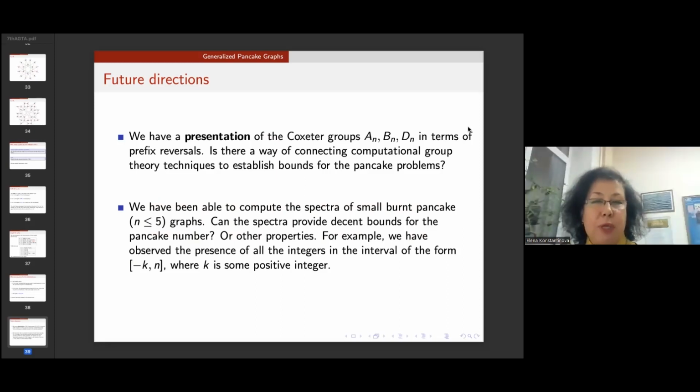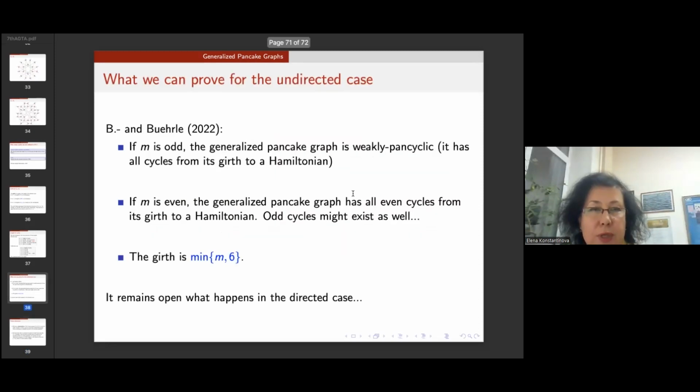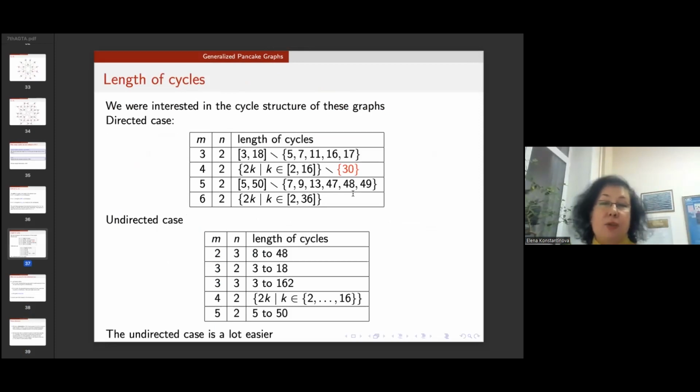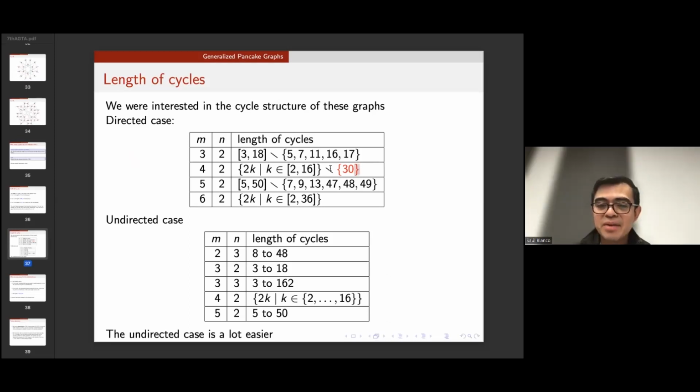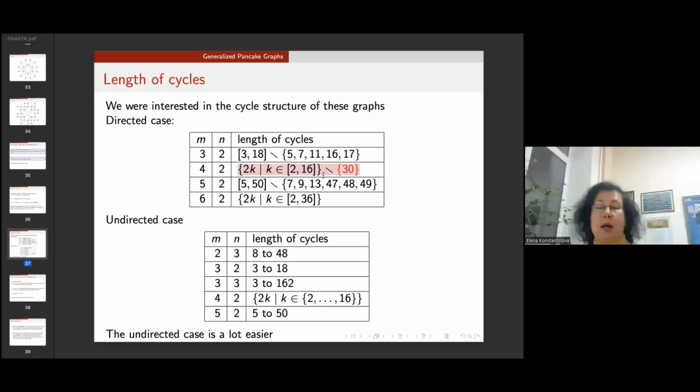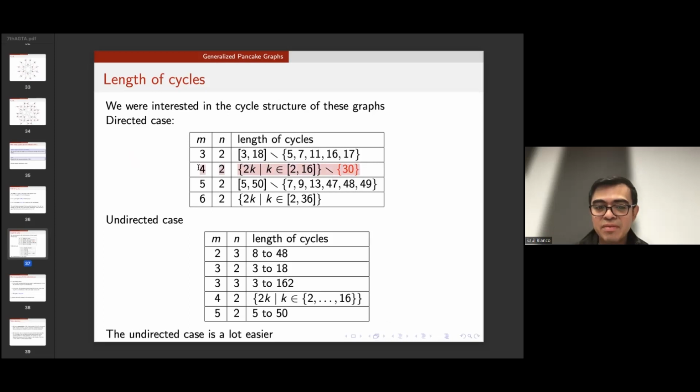Then would you please show me the table with your results? It is one of the last slides. Yeah, this one. So what does it mean, red color for 30? Oh, I just wanted to point out that you have all of the even cycles except for 30. So in this case, we have all of the even cycles, but 30 is not there. And I just wanted to emphasize that the only one that is missing is 30.